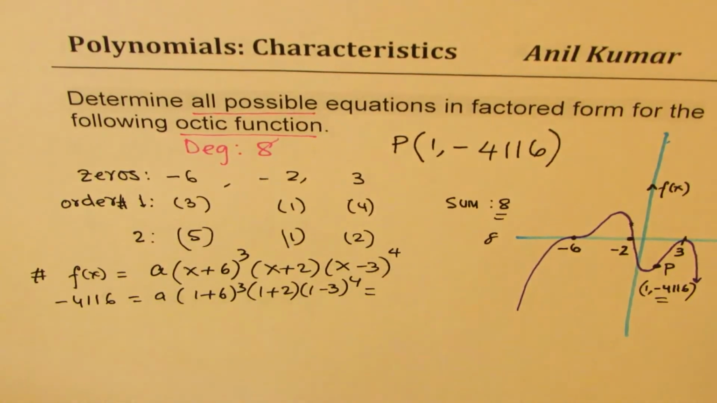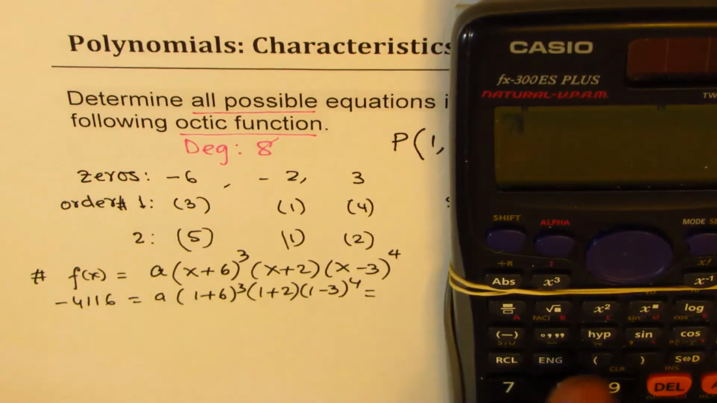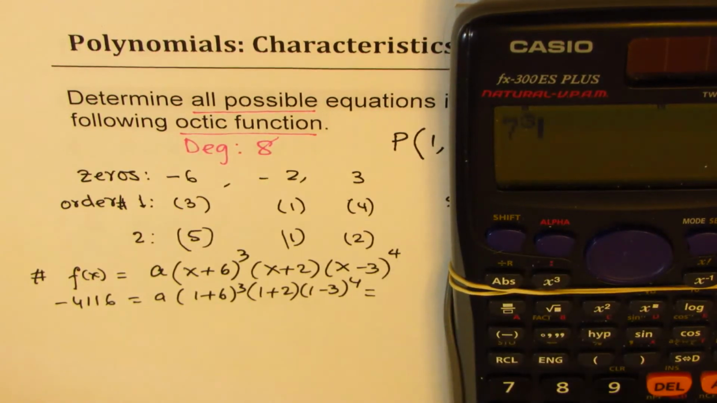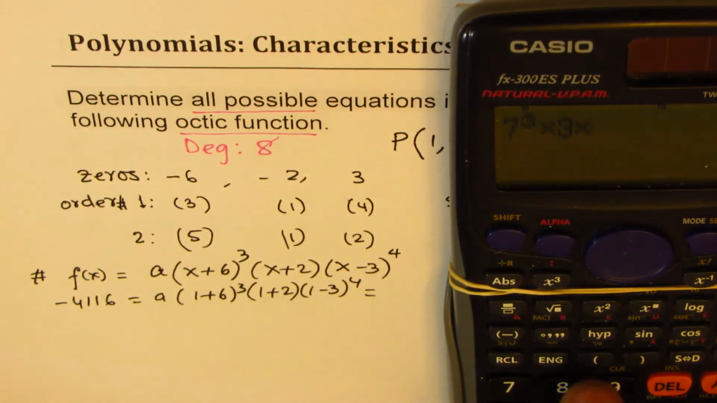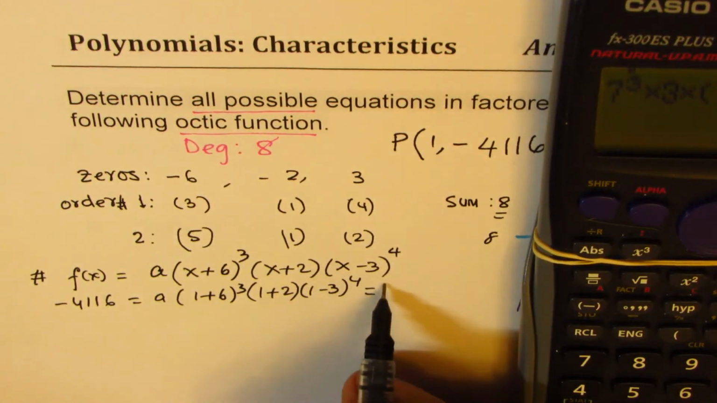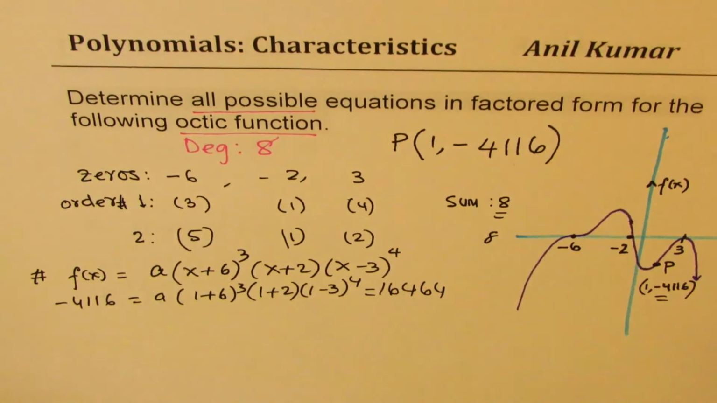You get an idea, right? So let's do our math. We have 1 plus 6, which is 7. So 7 to the power of 3, which is 343, times 2 plus 1 is 3, times minus 2 to the power of 4. And let's see what this is equal to: 16464. Now that is the number.